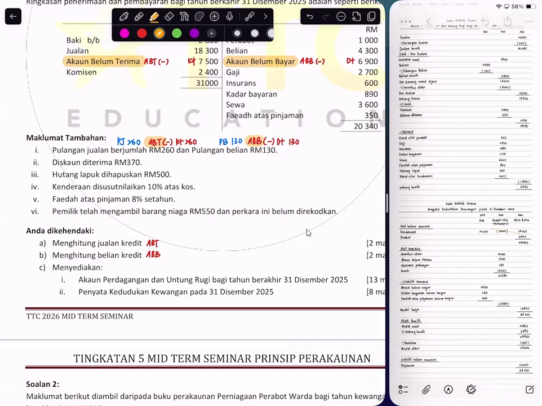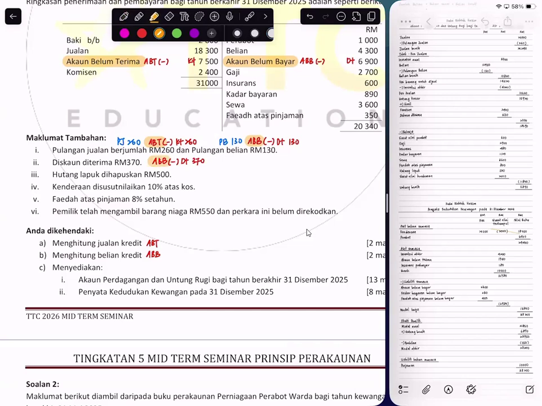And if it is discount diterima, when we are receiving discount, it means we are the customer, right? And the customer is supposed to pay money. So discount diterima also only pairs with ABB. And after you receive discount, you need to pay less. So ABB getting less, debit side 370. One more for account kawalan belum bayar.